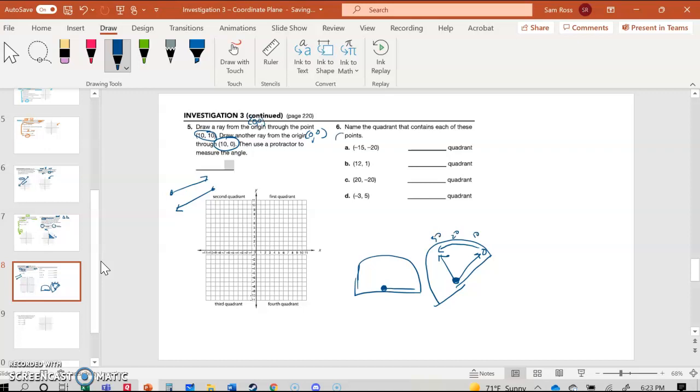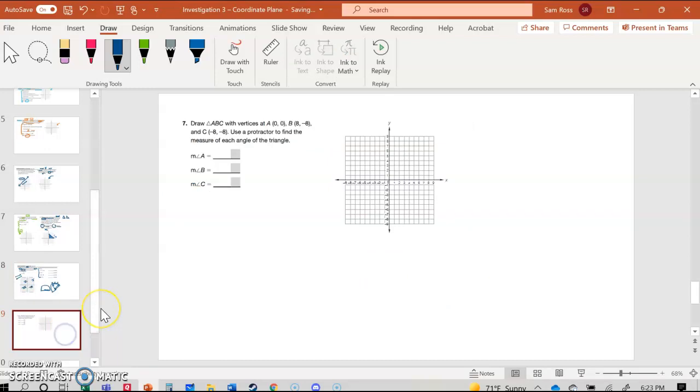Number 6 is some practice with quadrants, first, second, third, fourth. So you'll tell me what quadrant these points are in.